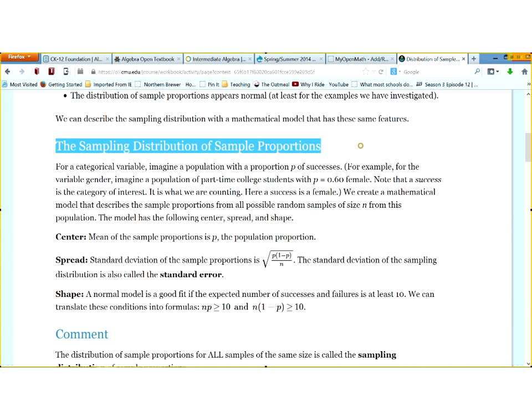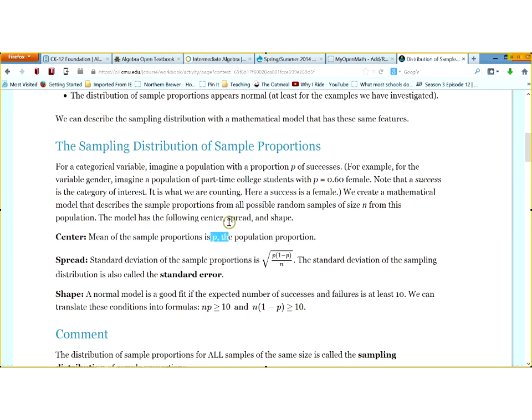Well, if someone else took a different sample of the same size, they'd get a different sample proportion. They might get the same, but most likely it would be different. And if different people kept taking different samples and getting different sample proportions, eventually the mean of all of those would be the population proportion. So the mean of all the sample proportions, the mean of the sampling distribution, is the population proportion.